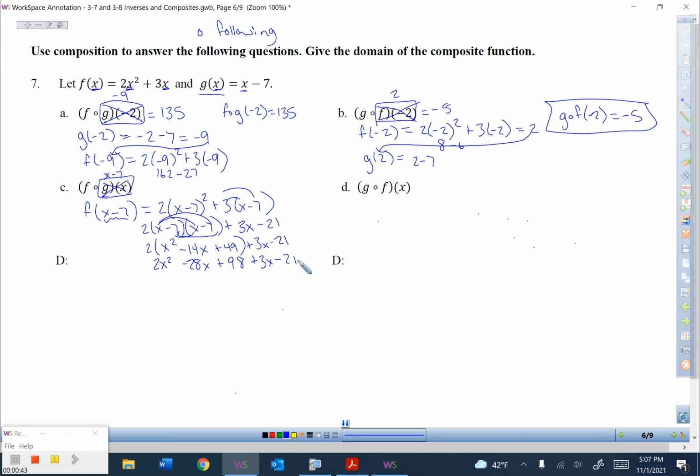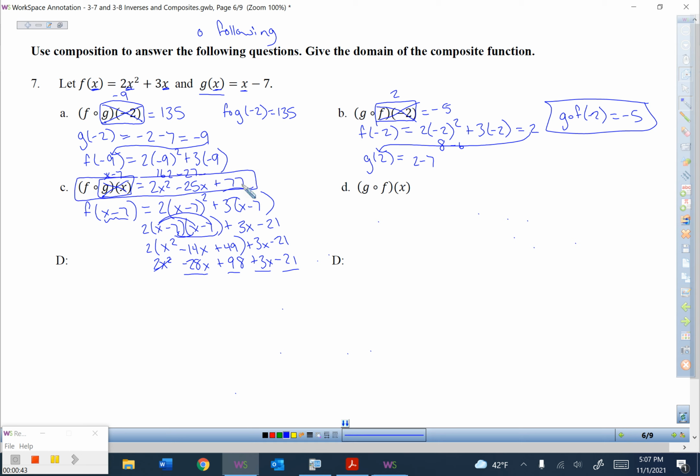And then we just have to put everything together. 2x squared is the only squared term, so it goes first. And then we have a minus 28 and a positive 3, so minus 25x. And then a positive 98 and a negative 21, so that's a positive 77. And that is your final answer for that one.